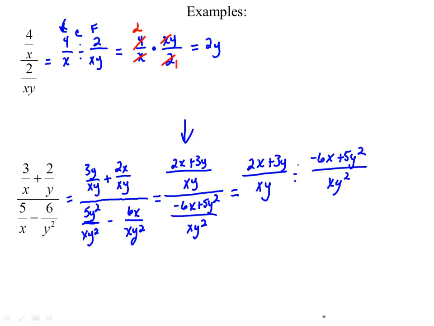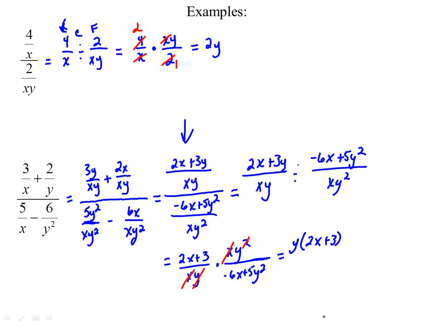Keep, change, flip. So if I keep, change, flip, I'm going to have 2x plus 3y over xy. Change division to multiplication, and then I'm going to have xy squared over negative 6x plus 5y squared. Look to see if anything will factor. Nothing will. So you're going to reduce. What do you see that will reduce? This x with this x, and this y with one of those. So at this point, what you have is y times 2x plus 3 over 1 times negative 6x plus 5y squared. And that's as simplified as it gets. That's all you can do.